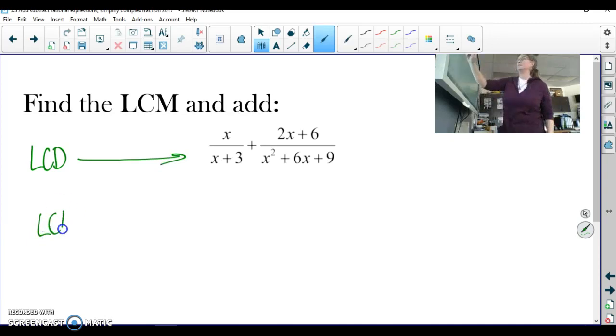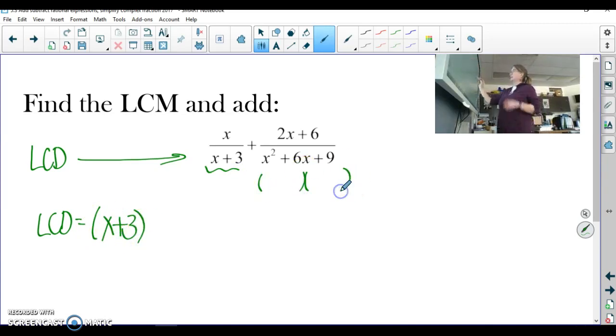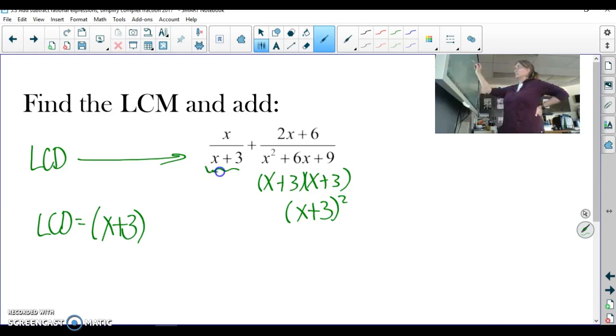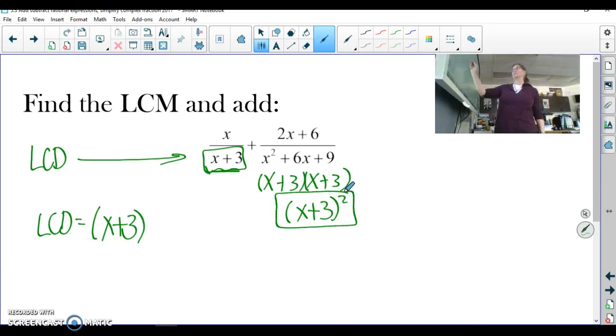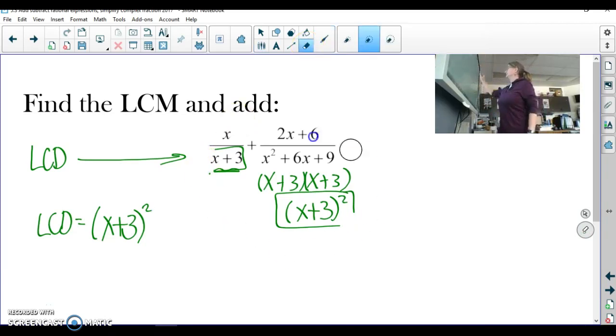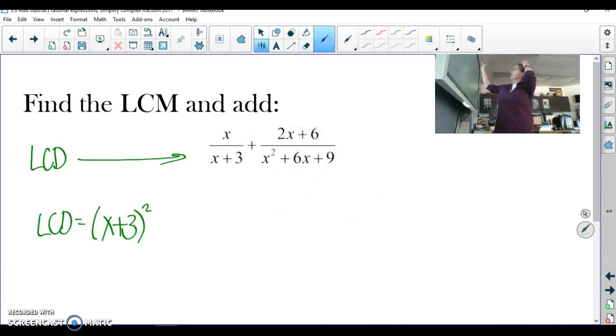So for my least common denominator, I need to have this factor show up. But then I also need to look at this one over here, and what I want to do is factor it. It's x plus 3 and x plus 3, factors of 9 that add to 6, which can be written as x plus 3 quantity squared. So I have an x plus 3 over here, but I have an x plus 3 squared over here. The highest power is x plus 3 squared. So my least common denominator is x plus 3 squared. I'm going to erase this, make it a little bit neater here. This is my common denominator.